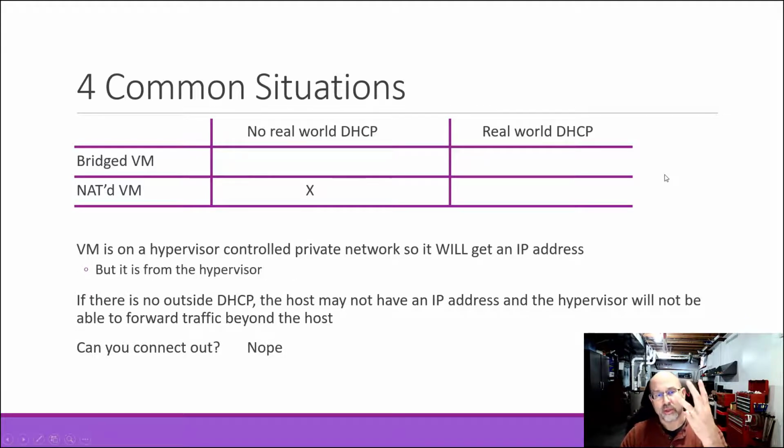All right, situation number 3. In this case, this is that other VM where we've got an IP address from the hypervisor. So the VM is sitting on a network that's controlled by the hypervisor. It's a NATed network, and so everything is run by the hypervisor for that VM. So it's not on the same network as the host anymore. But in this case, we've said there's no real-world DHCP, and this causes a problem because the host might not be able to get an IP address, and if the host can't get an IP address, the hypervisor has no idea how to fix that either, because the hypervisor is resident on the host.